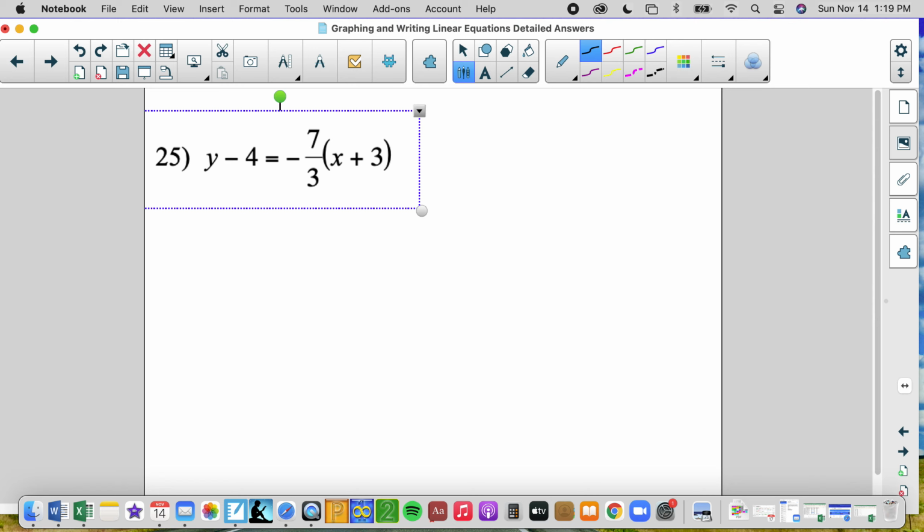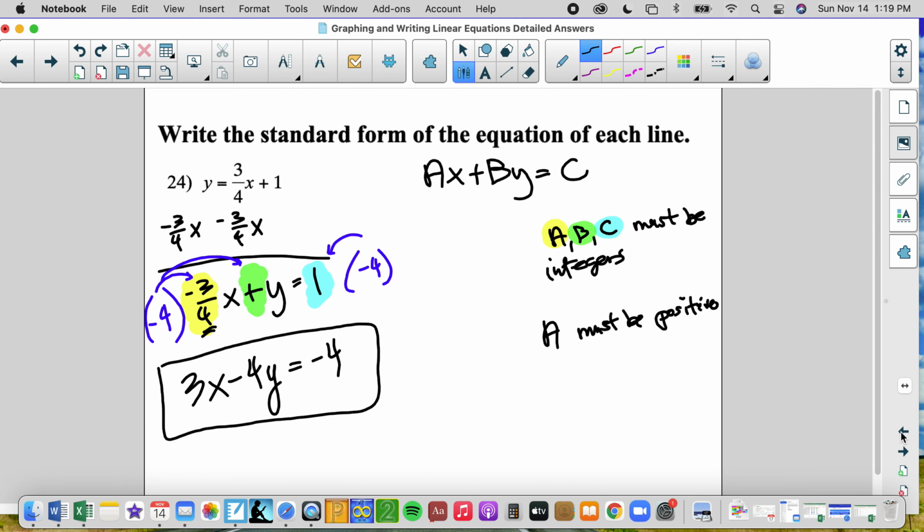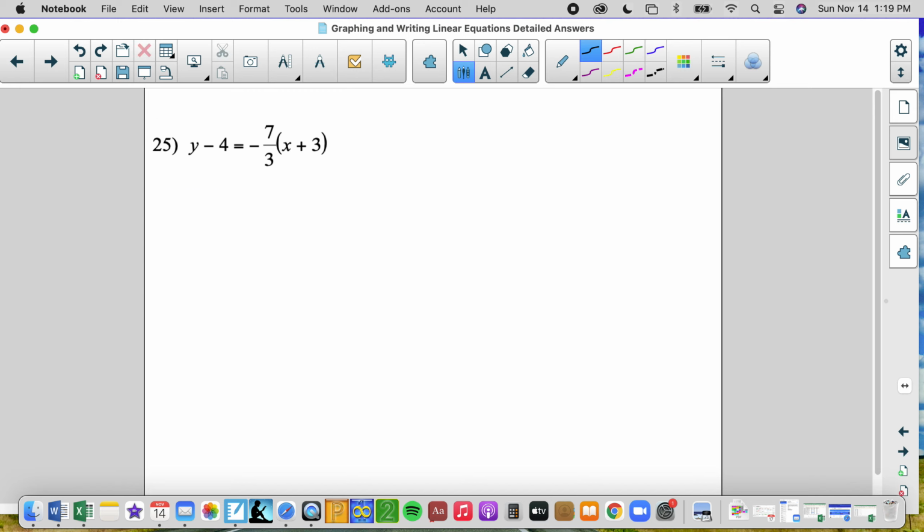Now we're given it in point slope form. So we were given slope-intercept form, had to convert it to standard. Now we're given point slope form and have to convert it to standard. So I'm just going to distribute this. This is the easiest way to do this.